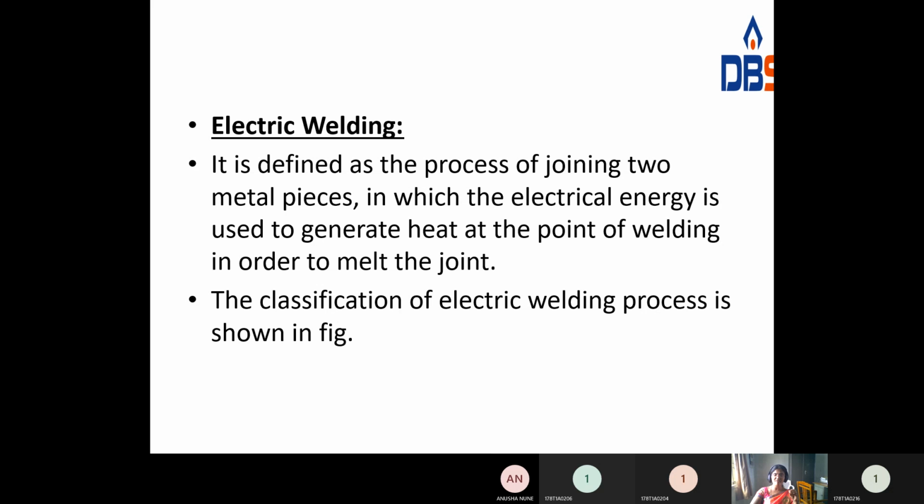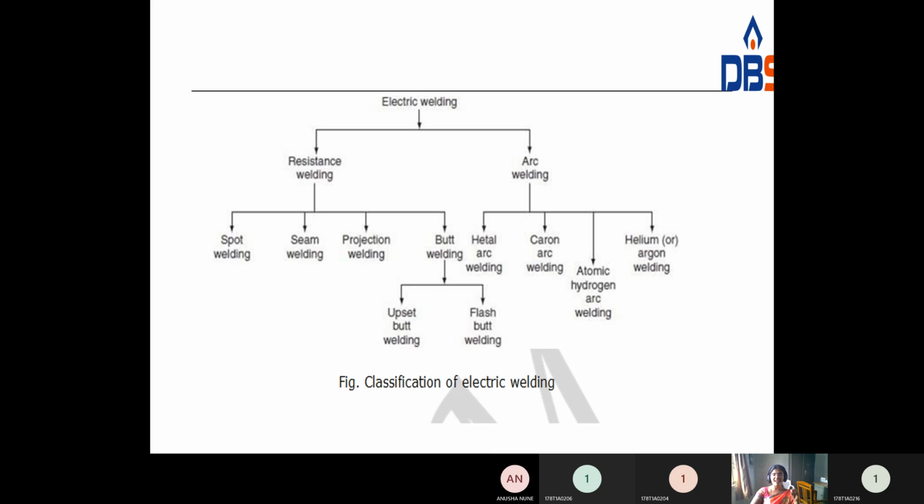This is the classification of electric welding. Electric welding is mainly classified into two types. What are those? Resistance welding and arc welding. The resistance welding is again classified into four types.